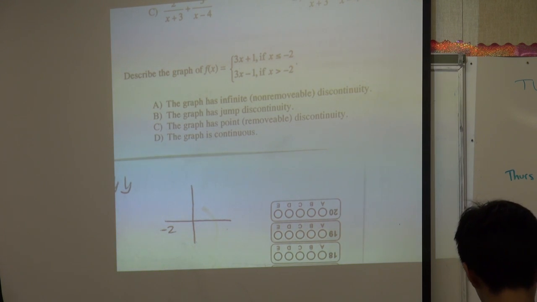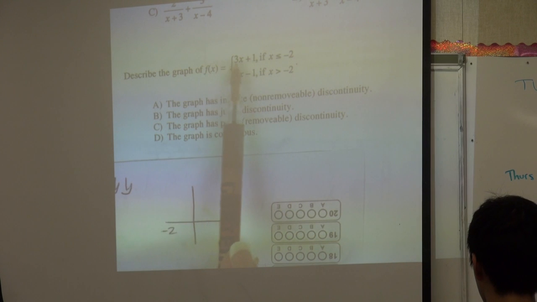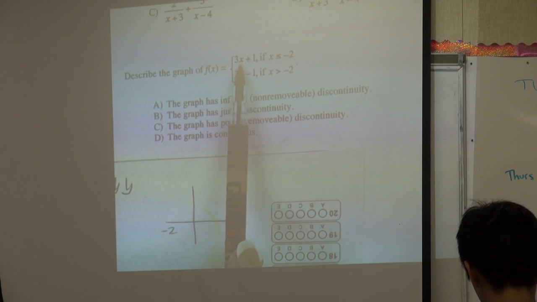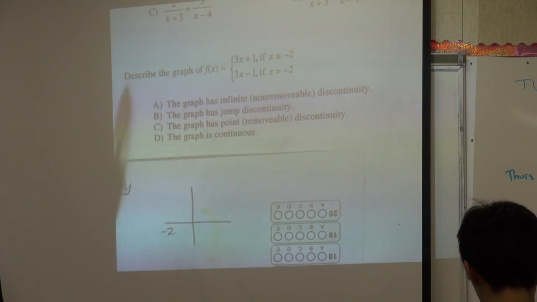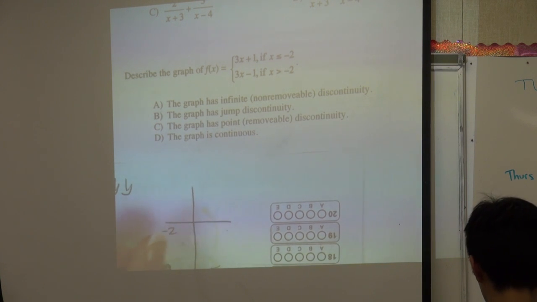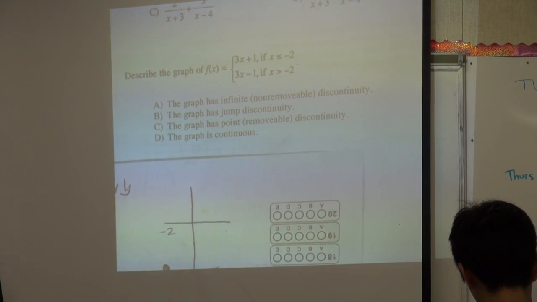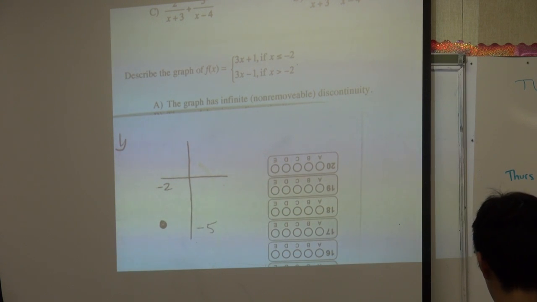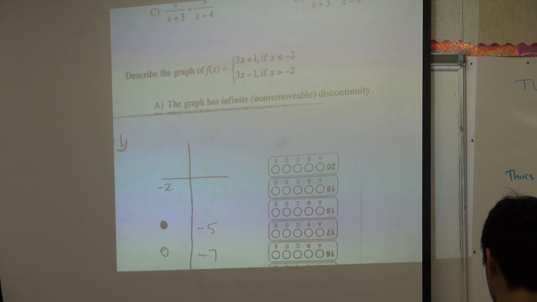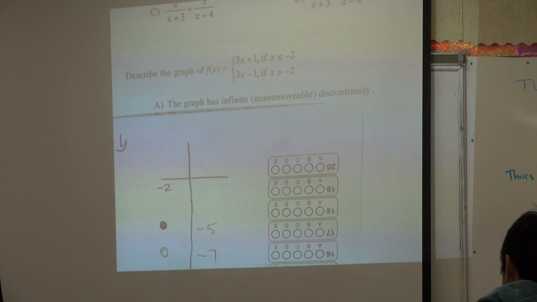If when you plug in the -2, you get a different answer for y in each case, it means the graph jumps. So if we plug in -2 right there, we get -5. So at -2, -5, we have a closed circle. And if you plug in -2 in the other one, you get -7. And so at -7, you have an open circle. So indeed, the graph does jump.